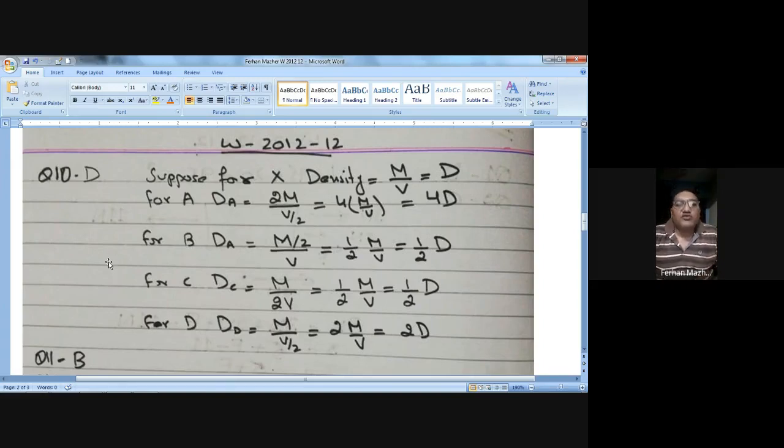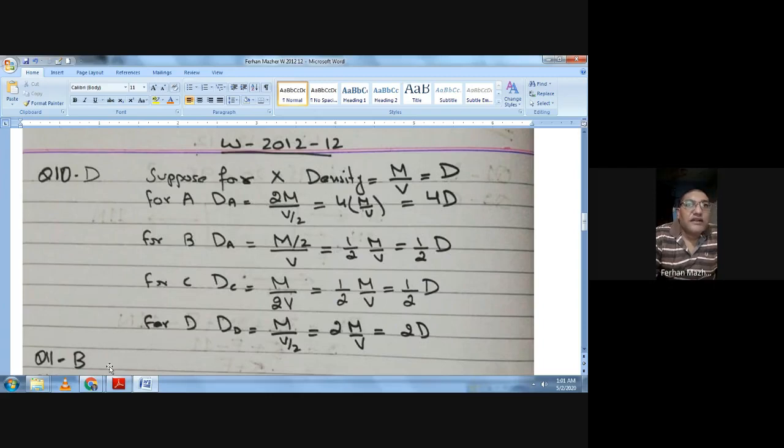Now we will do the D option. The mass is the same and the volume is half that of X. So it will be 2M by V, equal to 2D. So its density is double the density of X, and this was what we were looking for. So for question number 10, D is the option. It's a little bit tricky question. I hope you have understood it.